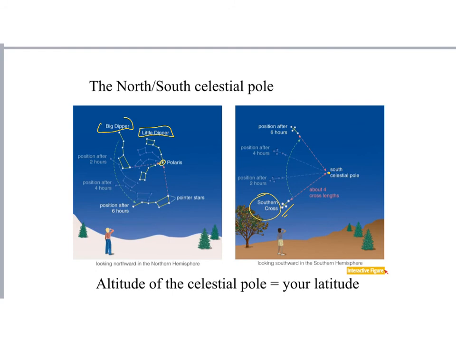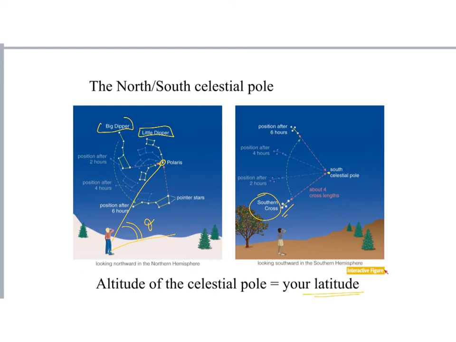But here's another very interesting thing that you're going to be able to tell once you identify Polaris or the southern celestial pole. If I identify how high above the horizon Polaris is, that angle is going to tell me my latitude, because of some little geometry, which we're not going to go into. That's exactly how your latitude is defined.